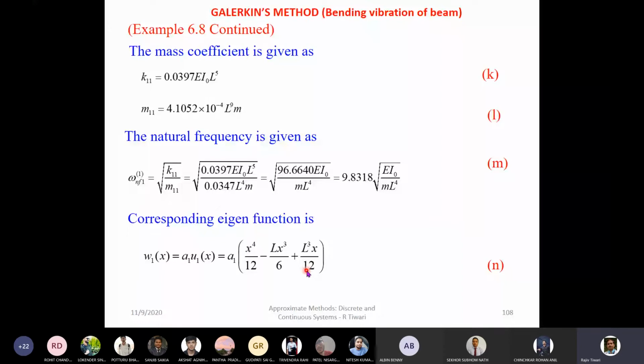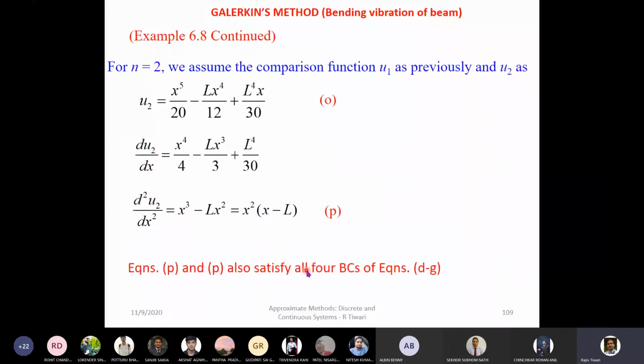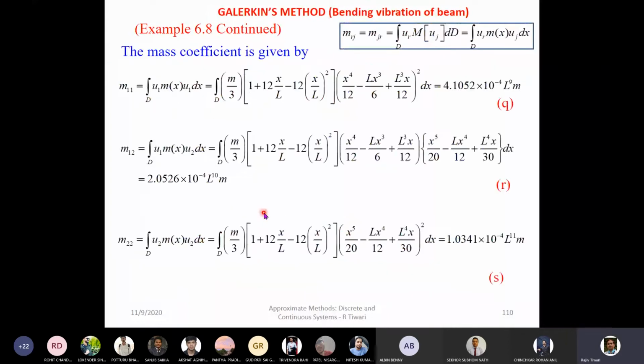But now let us take the second comparison function. The first, anyway, we have chosen earlier. This also we are taking. So we now have two terms in the solution, u1 and u2. And this we have also checked earlier satisfies all four boundary conditions, natural as well as geometrical boundary conditions.